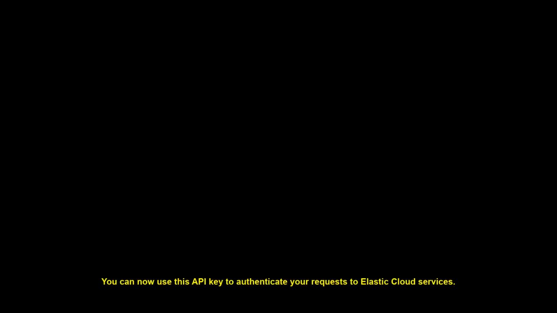You can now use this API key to authenticate your requests to Elastic Cloud services. Be sure to check the API documentation for specific request formats and endpoints. Once you've done that, you're ready to start using your Elastic Cloud with the newly authorized API key.